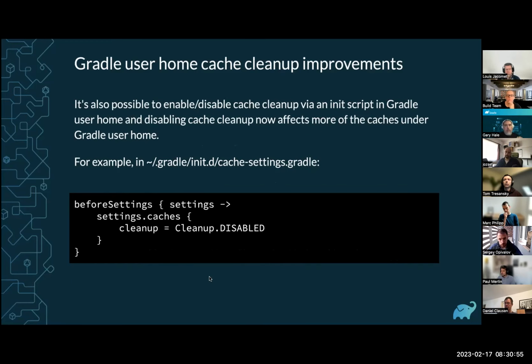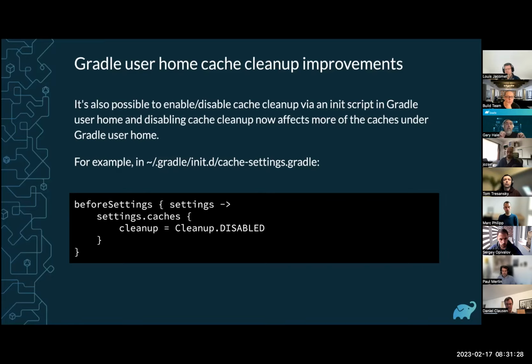The other thing here is around the frequency of cleanup. Previously, you could disable cache cleanup. It's enabled by default, and you could disable it by setting a property in your Gradle user home gradle.properties. Now you can also set it via the DSL as well. Again, this would be in an init script in your init.d directory. You would configure cleanup equals Cleanup.DISABLED to do that.